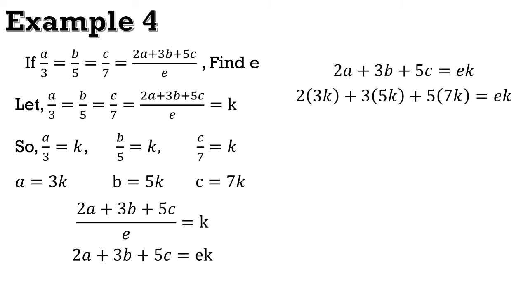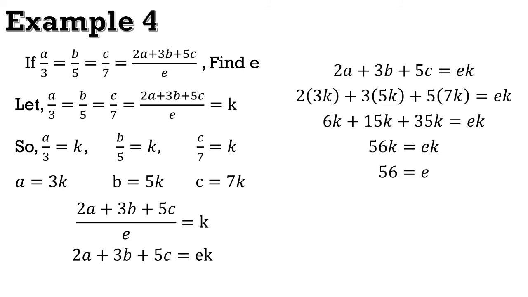Simplifying the left side of the equation, we will have 2 times 3k, that is 6k, 3 times 5k, that is 15k, 5 times 7k, that is 35k. So simplifying the equation, we will have 6k plus 15k plus 35k. This will give us 56k equals ek. Dividing both sides by k, we will have e equals 56. Galing mo!